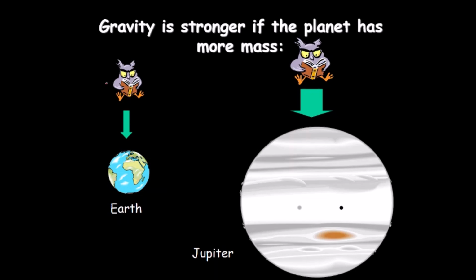So on Earth we have, well, I'm sure you know how you feel on Earth, but if I was to carry you, I just put an owl in a book because, well, why not? If you were to carry yourself to Jupiter, you would feel far heavier on Jupiter because Jupiter has more mass than Earth. And that's why I made the owl larger.